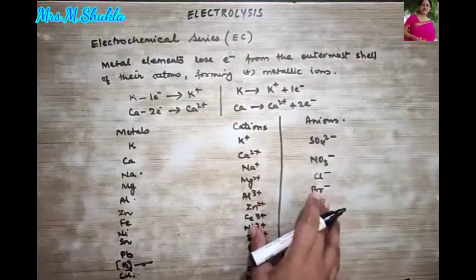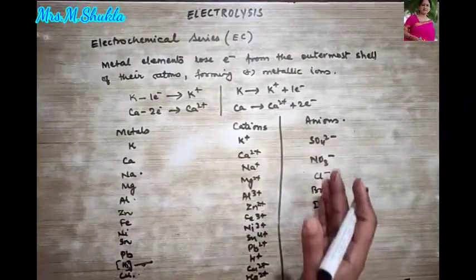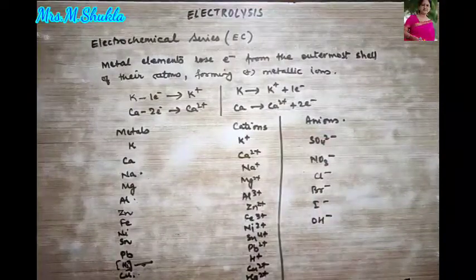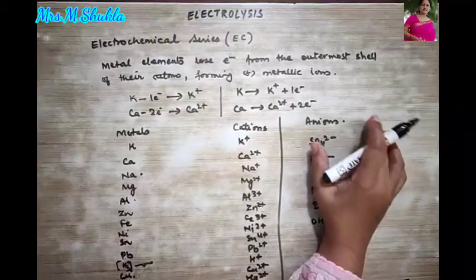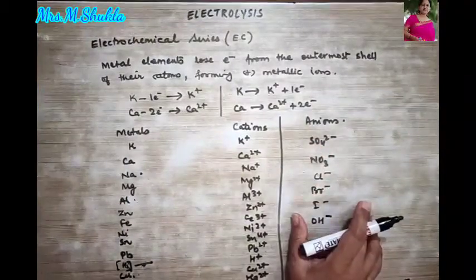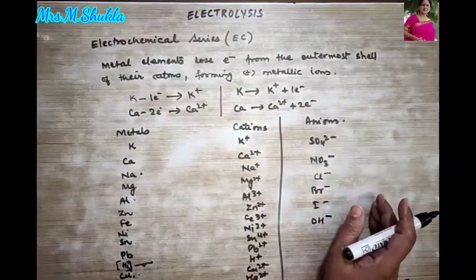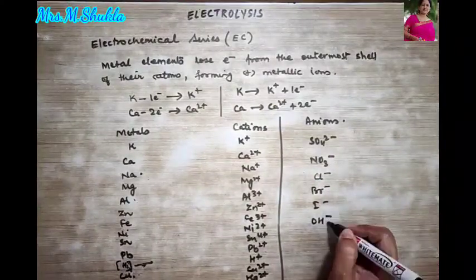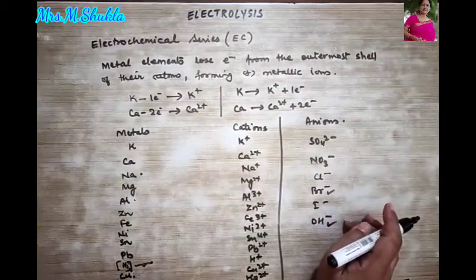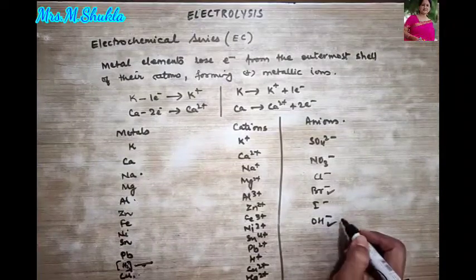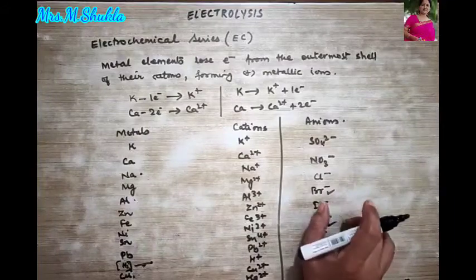Thus, based on the tendency to lose electrons and get discharged at the anode, these anions have been arranged in increasing order. So let us understand: the lower the position of an anion in the series, the more easily it gets discharged at the anode. So which ion, hydroxide ion or bromine ion, is going to get discharged more easily at the anode? Definitely hydroxide ion.